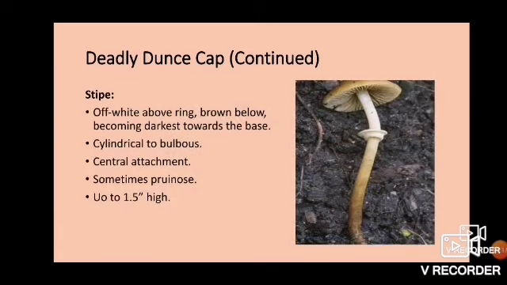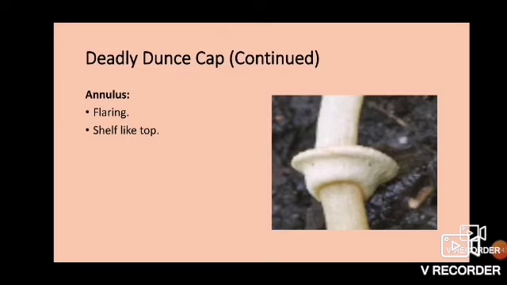The stipe is off-white above the ring, brown below, becoming darkest towards the base. This is a cylindrical to bulbous mushroom, has a central attachment. It is sometimes pruinose. So when I say it's pruinose, I mean that it has this almost like fine coating of white dust. And it grows up to about 1.5 inches high. The annulus is flaring and has a shelf-like top. You can see there, it's got a very flared out lip at the top there.